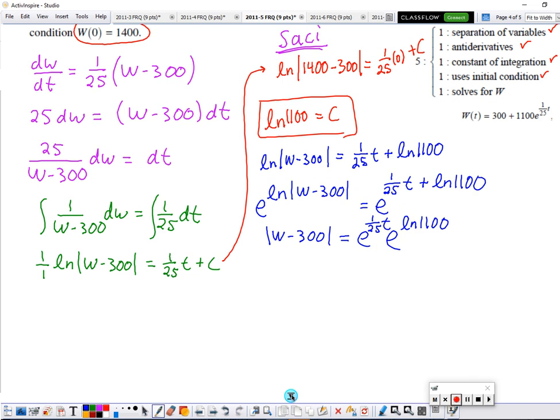You don't need the absolute value because you know that W is always 1400 or greater. So you can drop those. Yeah, because you have to isolate W.